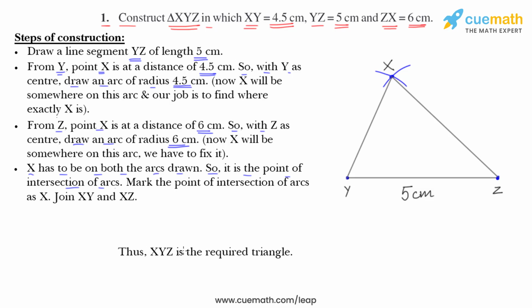This triangle XYZ is the required triangle whose sides are YZ is 5 centimeters, XY is 4.5 centimeters and ZX is 6 centimeters. So this is the required triangle with the given sides.